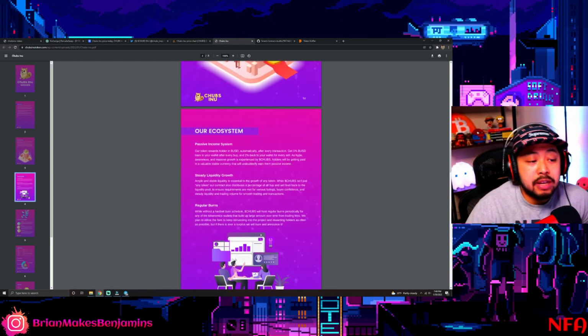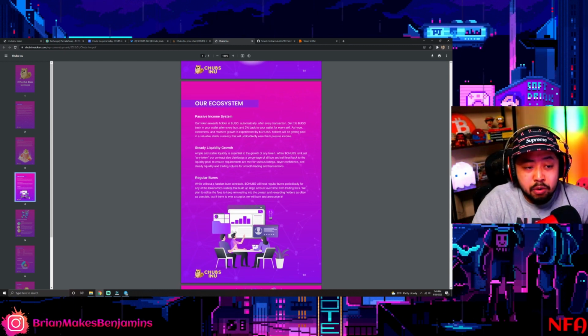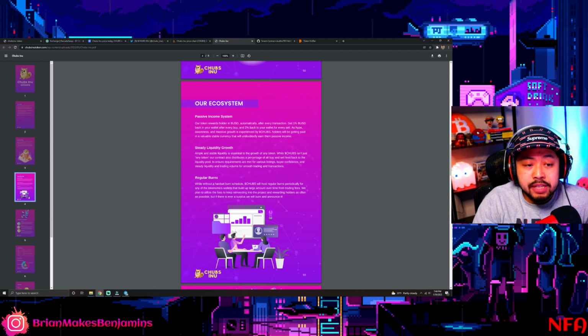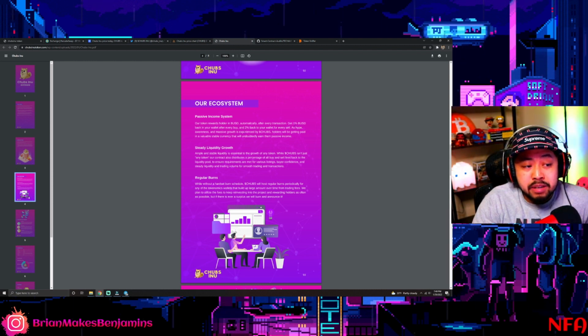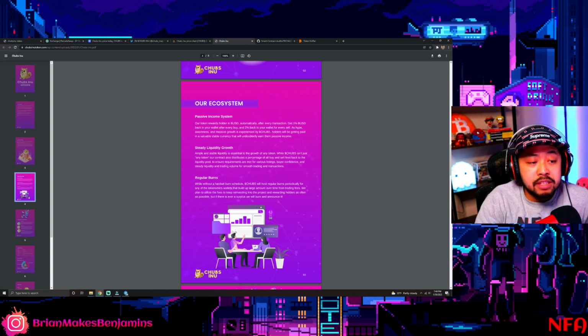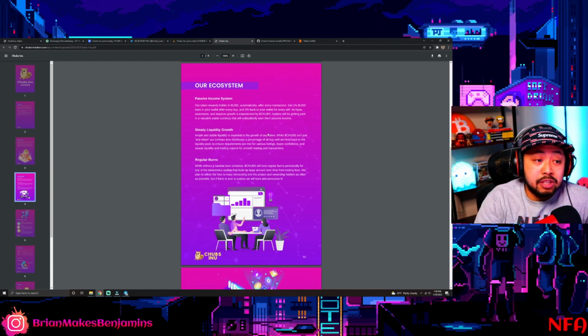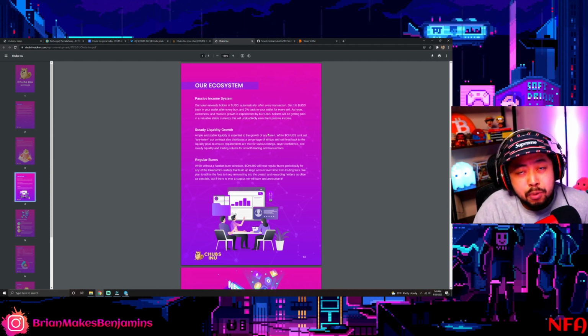And then they go over their ecosystem, where we talk about the passive income system, where we get the BUSD rewards, and you get that with every transaction. So get 1% BUSD back into your wallet every buy, and 2% for every sell. So as long as people are transacting on the token and you're holding it, you're going to get a little bit more money. And the thing that is great about BUSD, it's a stable coin, so it won't go up or down.